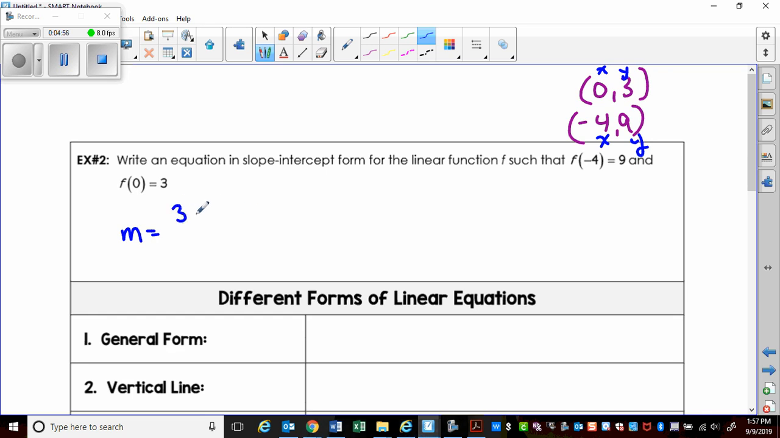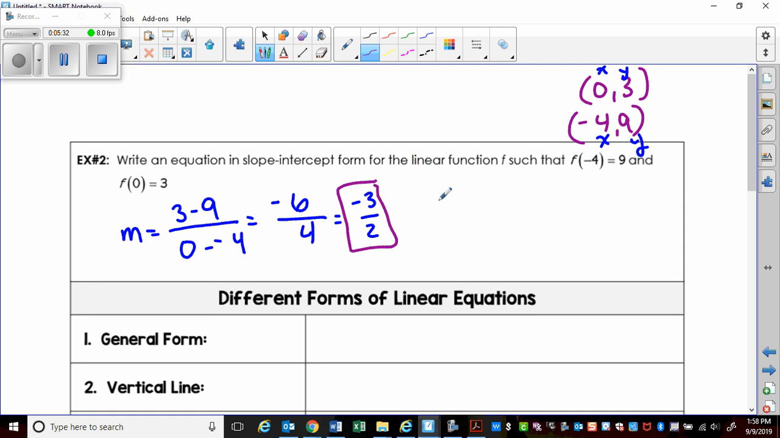I'm going to use 3 first, minus 9 over, since I started with 3, I have to start with 0 on the bottom. 0 minus negative 4. If you did the opposite, that is perfectly fine. 3 minus 9 is going to give us negative 6 over 0 minus negative 4 is 4. And that will simplify to negative 3 over 2. This is my slope. Now I just have to substitute it in with one of these points.